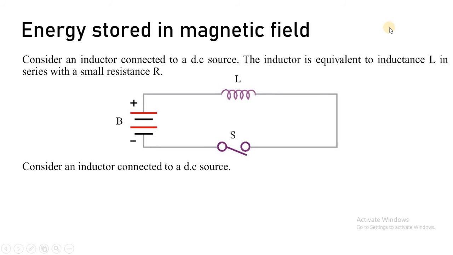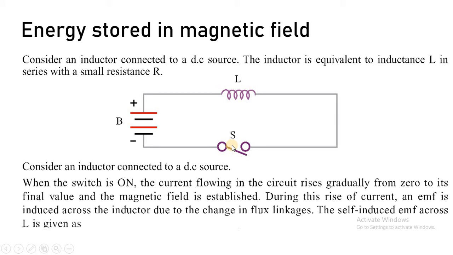So now consider a circuit which is having the inductor of the value L Henry, and it is connected in series with the battery and the switch. So consider an inductor connected to a DC source. If the switch is on, the current flowing in the circuit increases gradually from 0 to its maximum value, or say final value. And the magnetic field is established.